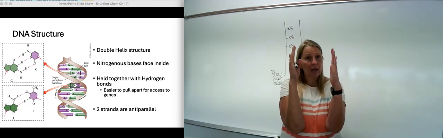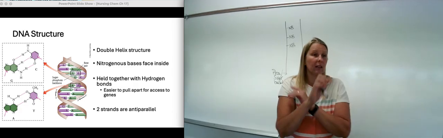Now, if you remember the double helix, there's two strands, but they sort of wrap around one another like a helical staircase. The nitrogenous bases face the inside, but the other thing is that you have a 5' and a 3'. So remember, a free phosphate and a free OH group. The other strand is what we call anti-parallel. It goes in the opposite direction. So the base pairs face the inside of that helix.